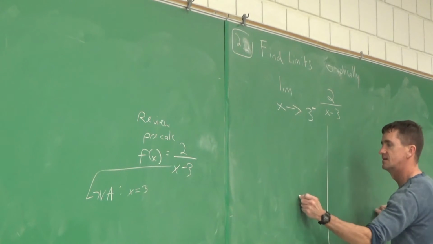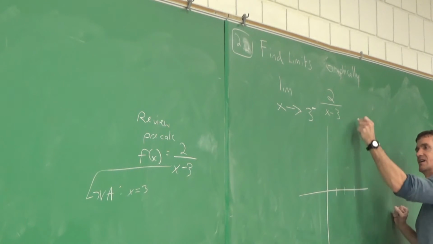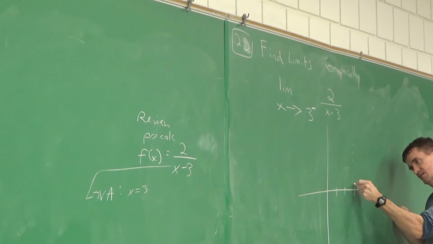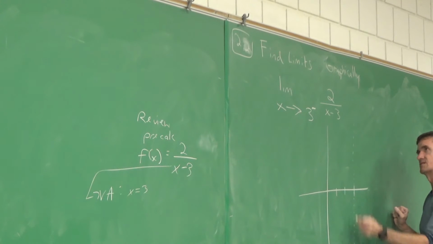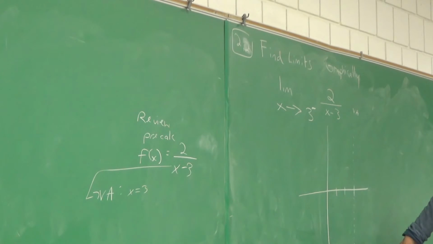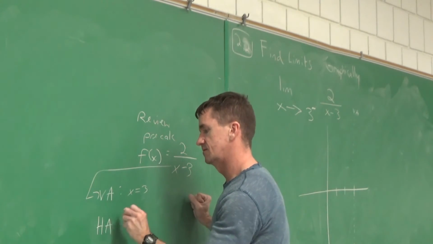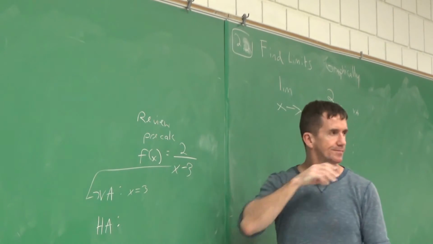Alright, so this graph. Aha, now you know why I asked you what's going on at 3. Here you go. That's a little vertical asymptote. That just means the graph's going to curve and bend into this thing like that. Now, does it have a horizontal asymptote? Yes. You know what it is?